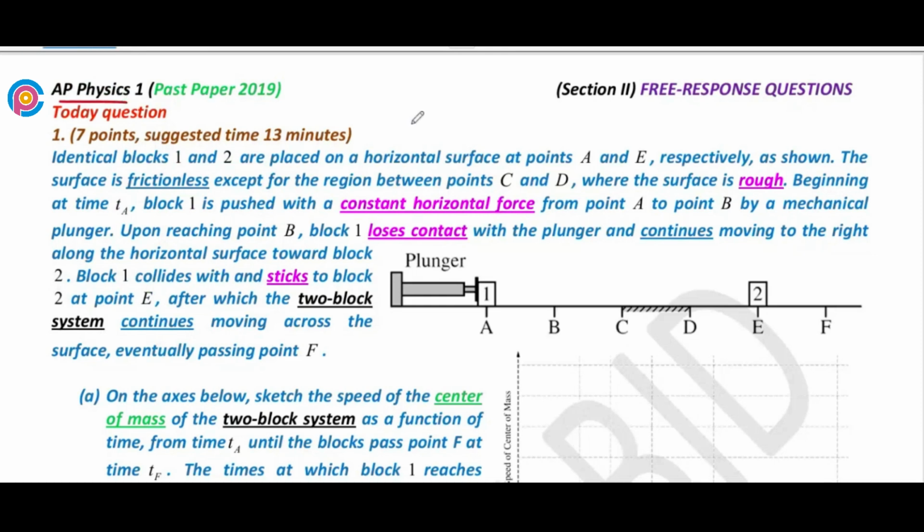Hi, we have the AP Physics 1 past paper 2019. We are discussing the free response question section. Now there is question 1 for 7 points.